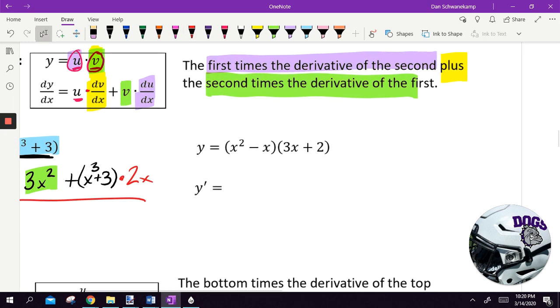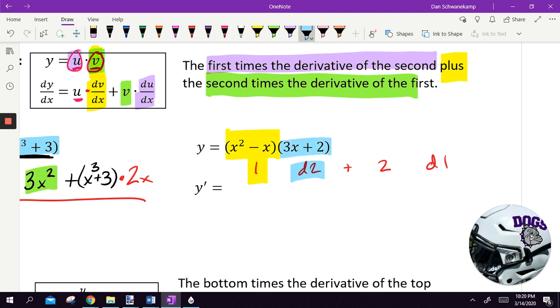So try this next one, see if you can think about it for a second without me holding your hand. Derivative of the first times derivative of the second plus second times derivative of the first. Pause it if you need to. So first, and then I'm going to do derivative of the second plus the second times the derivative of the first. Let's do it. First, x squared minus x, times the derivative of the second.